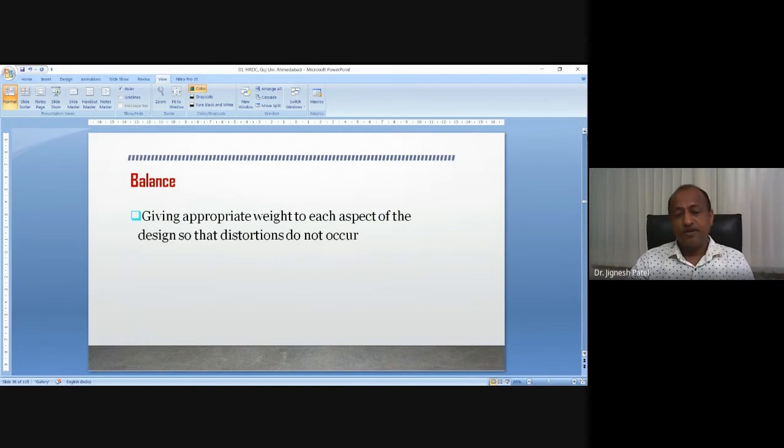Balance, giving appropriate weightage to each aspect of the design so that distortion does not occur. So while thinking about the curriculum, sometimes we make one or two papers very heavy, while the other two papers are very light, or we can say we give very nominal value or credit to them. So proper balance in the curriculum should be maintained. So each paper has equal weightage. If we are teaching with 4 or 5 papers, all of them should have balanced or equal weightage of content.